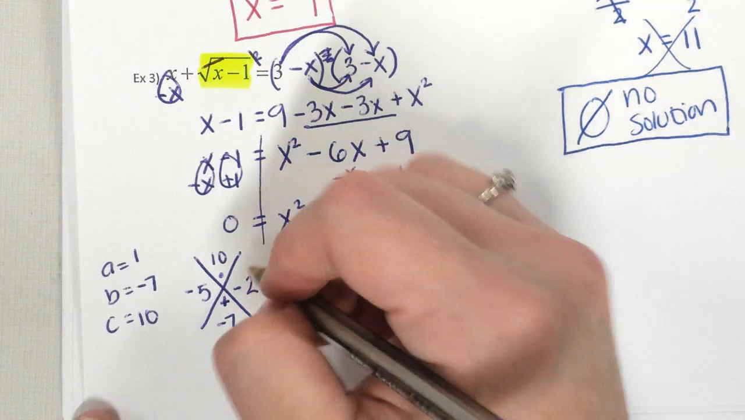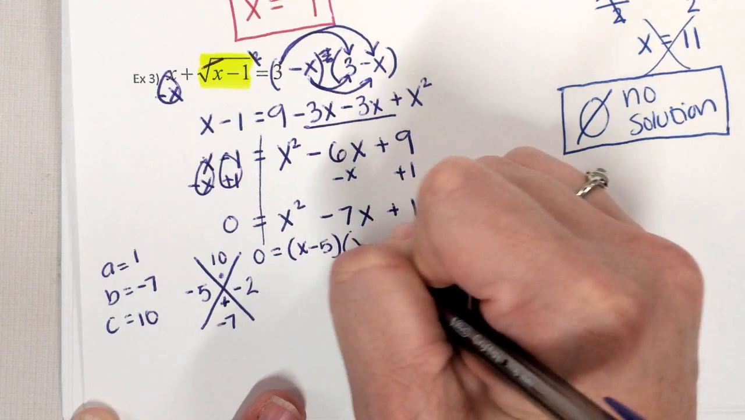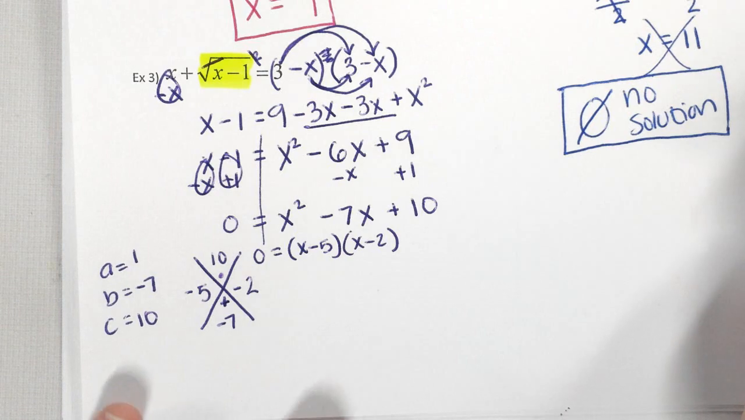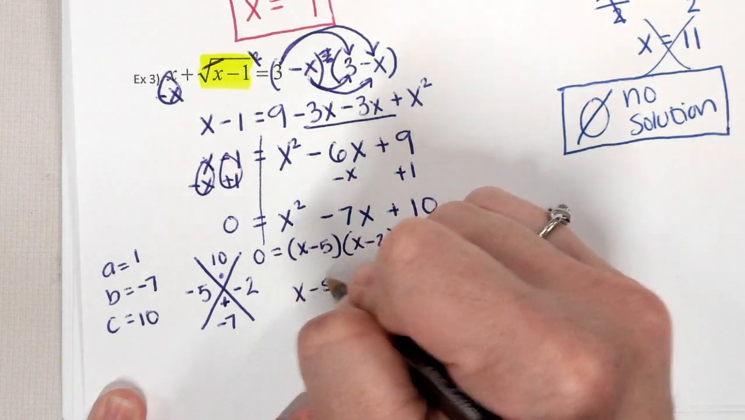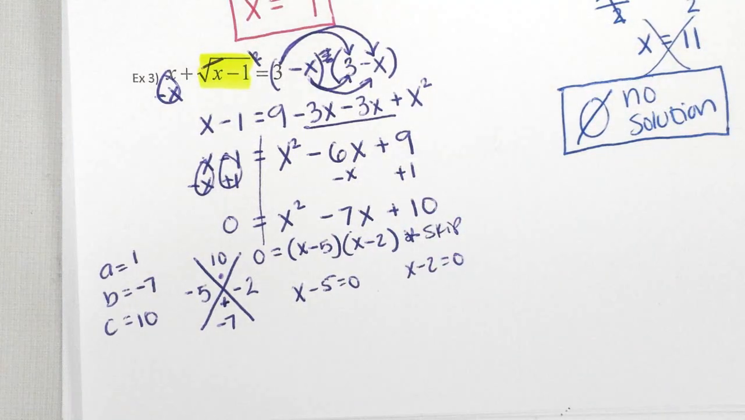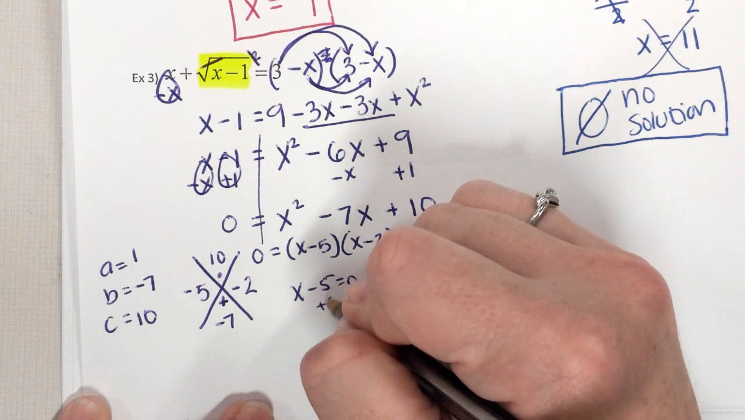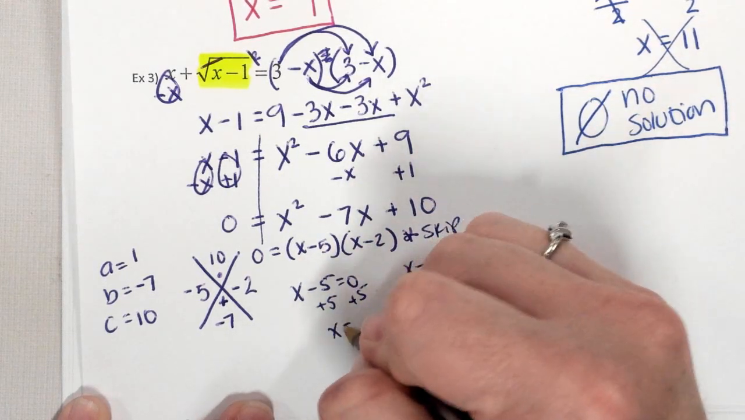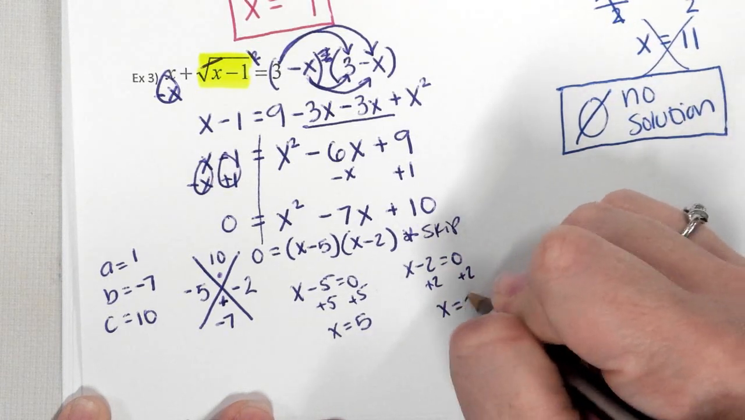Now proper is to rewrite this as 0 equals x minus 5, x minus 2. However, you can skip that step and just write x minus 5 equals 0 and x minus 2 equals 0. Because remember, you set your factors equal to 0 and solve. So how do I solve this for x? Plus 5. And what does that give me? So on this one, plus 2, x equals 2.